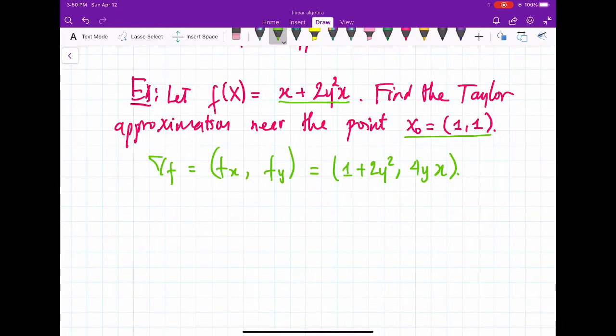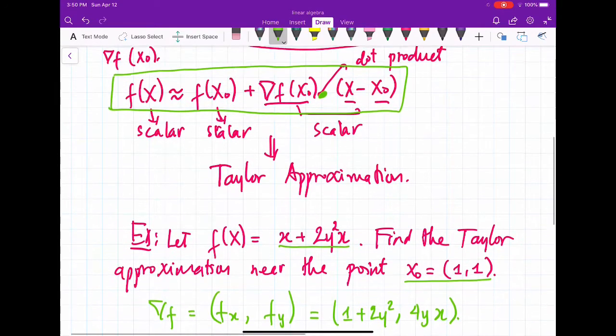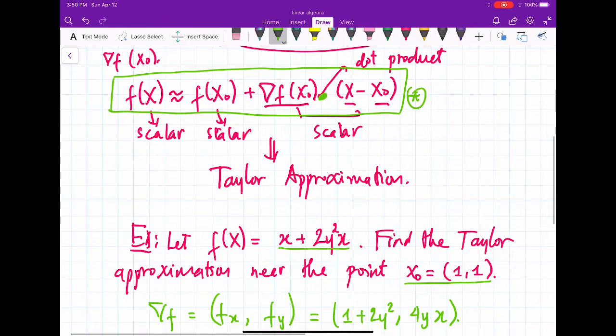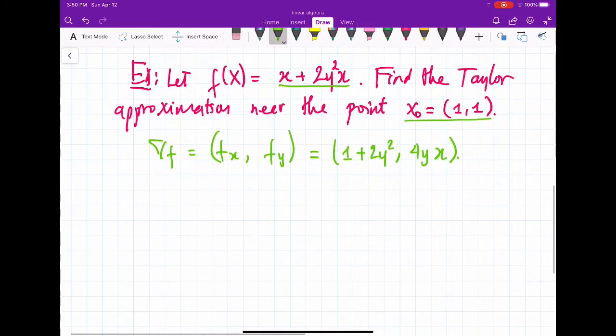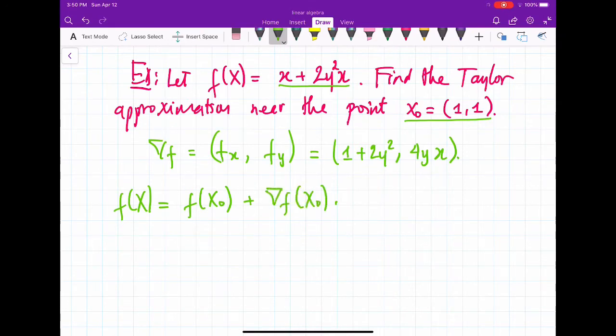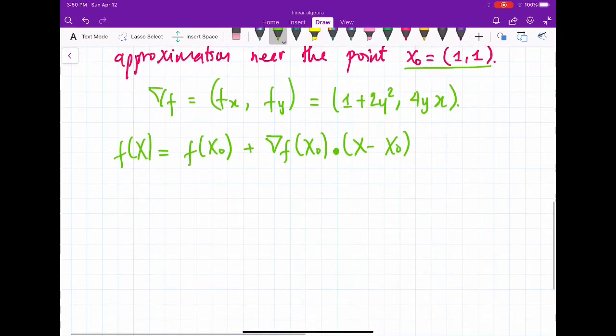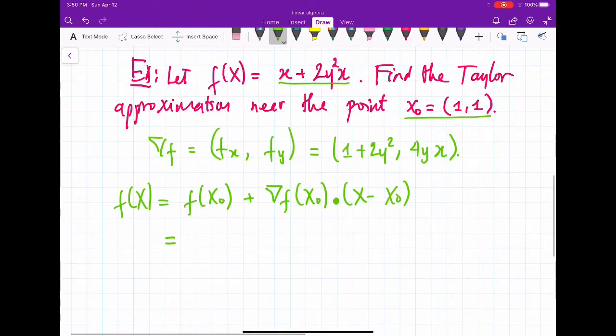Then you may apply this equation. Just plug everything into this equation. You have f of X equal to f of x0 plus the gradient of f at x0 dot X minus x0. Here is the dot product. So you have the following one. F of x0, I just plug 1 into the function, so I get 1 plus 2 times 1 times 1. That is f of x0.